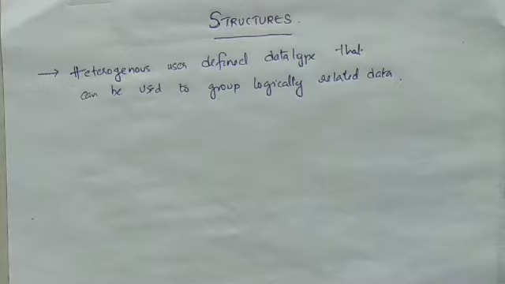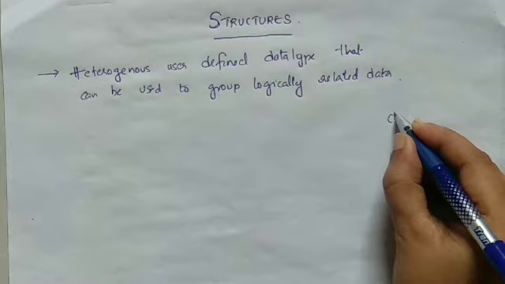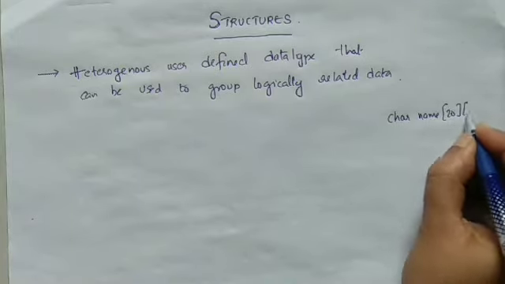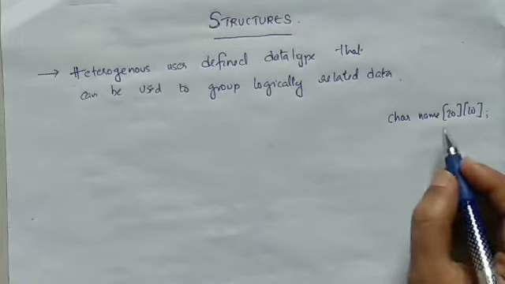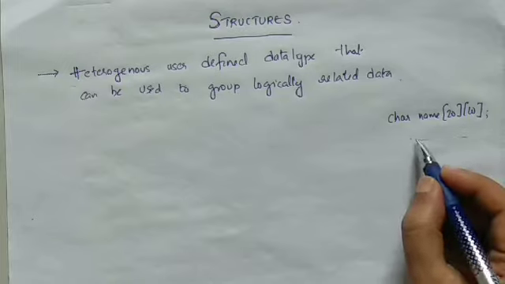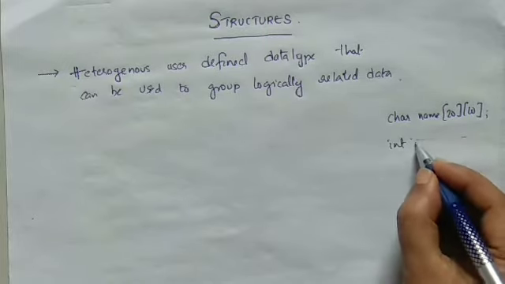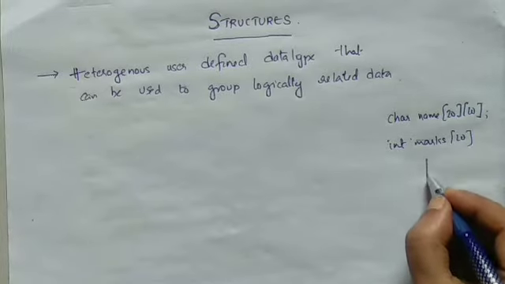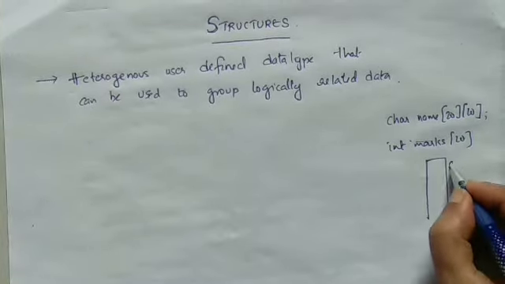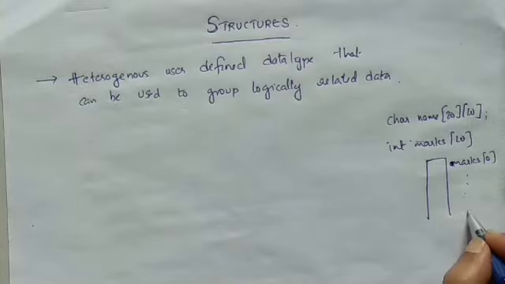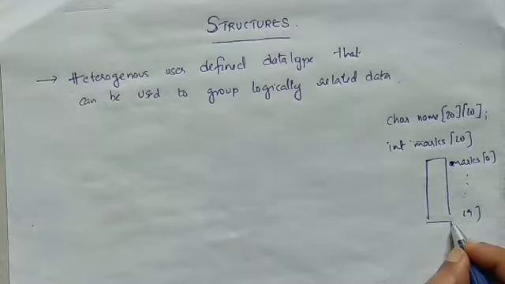Suppose you want to store the names of all the students in the class. What do you do? You declare a character array, and you can store around 20 names, each of 10 characters. Suppose you want to store their marks. What do you do? marks of 20, this will be marks of 0. Similarly, you will have till 19.